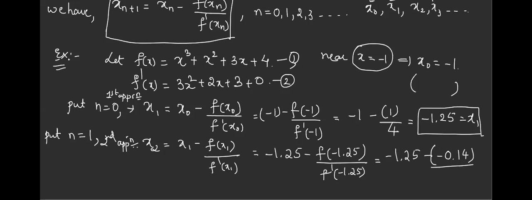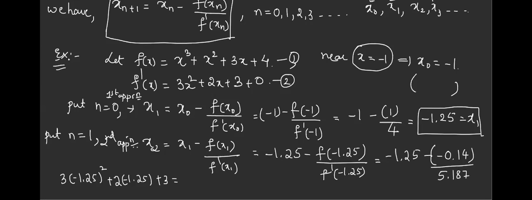In equation 2, you replace your x by minus 1.25. Hope you know how to do it. 3 into minus 1.25 square plus 2 into minus 1.25. All of you operate the calculator, please. 5.187. Okay. Now do this calculation.